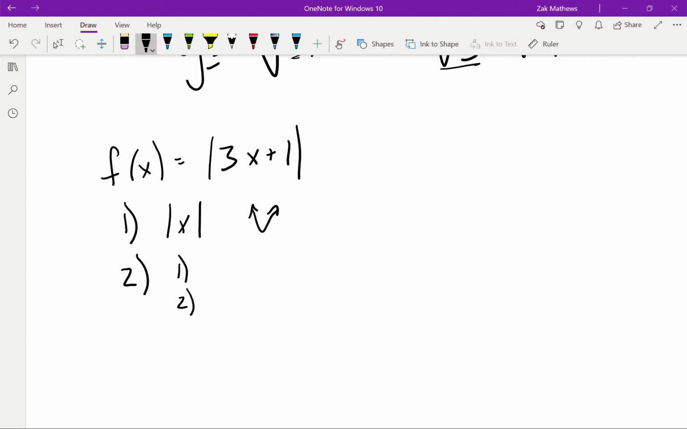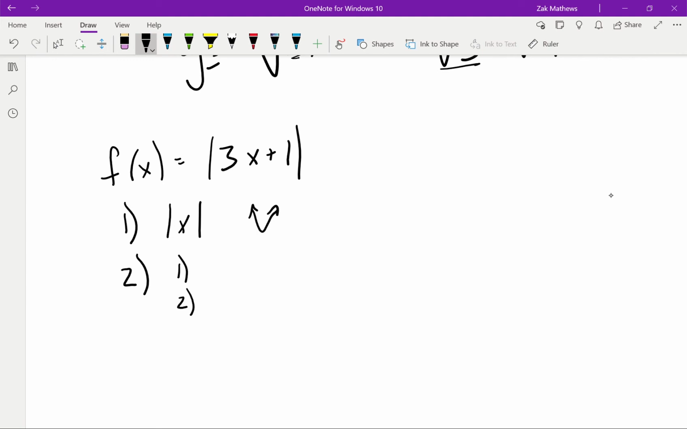Next, I'm going to list out the steps in the order in which they will occur. And I see that I have two steps here. I have a plus 1, and I have this times 3. Both are occurring inside the parent function, which means they're both horizontal of some sort. And I need to make sure I get that order right. This is a case where the order does matter. Do I need to do the horizontal shifts first or the horizontal stretches and compressions?